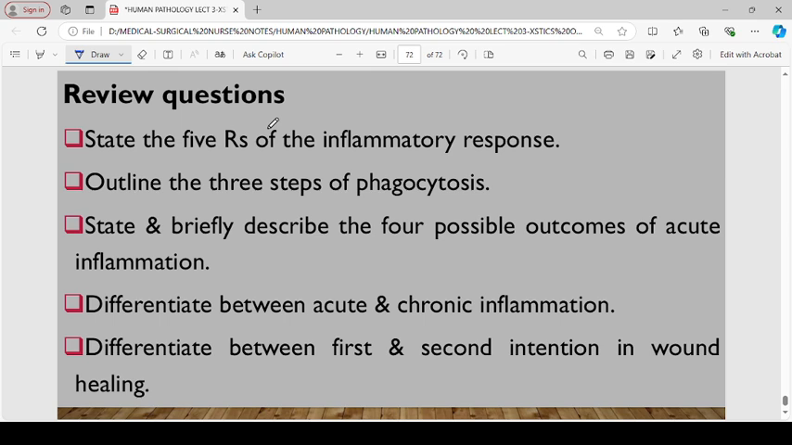Alright guys, that marks the end of our presentation on the characteristics of a disease state, more so the inflammatory response. Just as a way of revising, you should be able to state the 5 R's of the inflammatory process. You should be able to describe the 3 steps of phagocytosis, describe 4 possible outcomes of acute inflammation, and be able to differentiate between acute inflammation and chronic inflammation. And lastly, be able to differentiate between first, second, and third intention in wound healing.